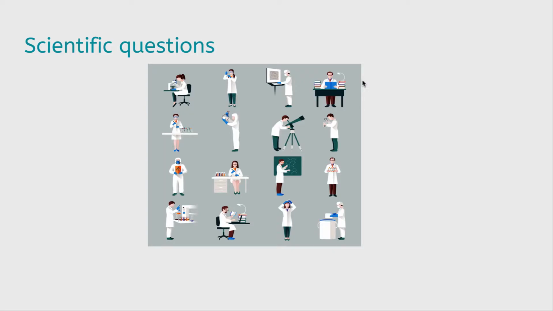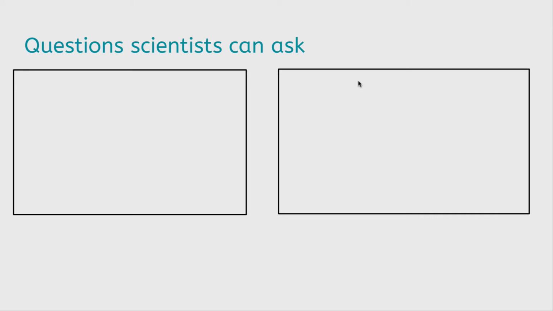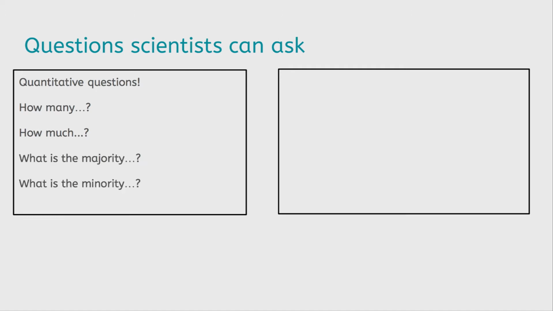No matter what kind of scientist you are, the first thing you do is ask a question. Scientists can ask 2 types of questions. The first type of questions are quantitative questions, and quantitative questions have to do with numbers, like how many, how much, and what's the majority, and what is the minority.